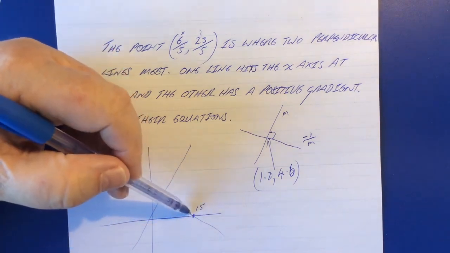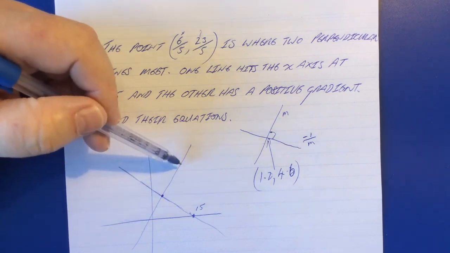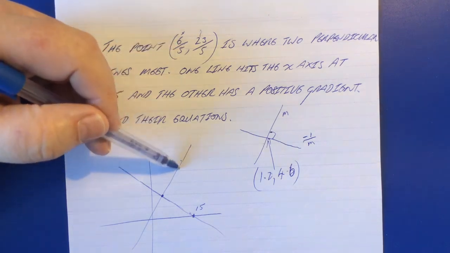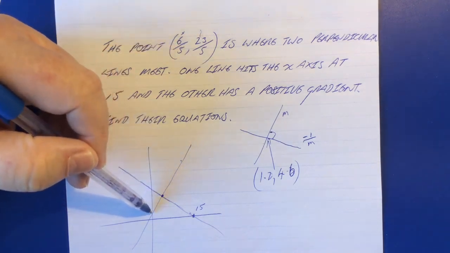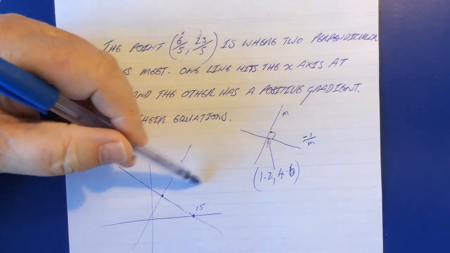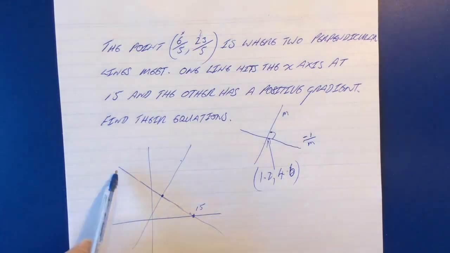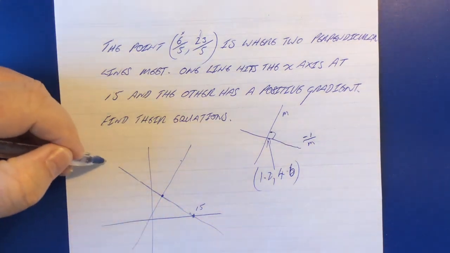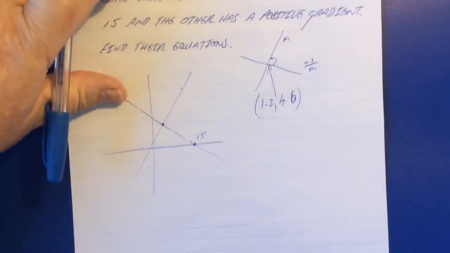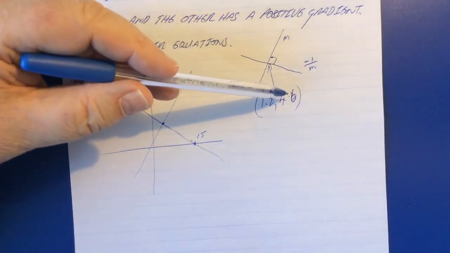Now, why am I so certain of that? Because if this has a positive gradient and it passes through those points, it can't look anything but like this. It could have a shallower slope, it could have a steeper slope, but it can't flick around and look like this. So this is one of our lines, and this is the other. And we have these points of intersection.